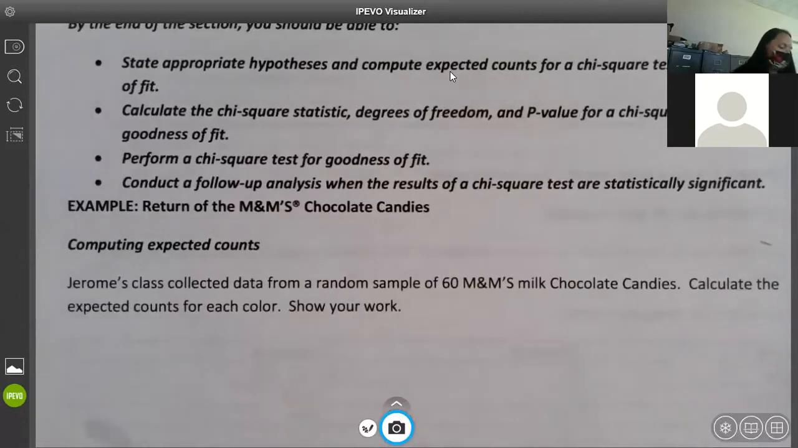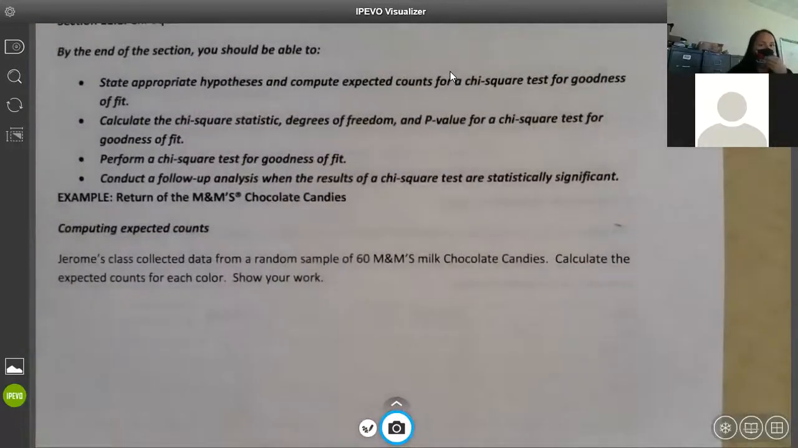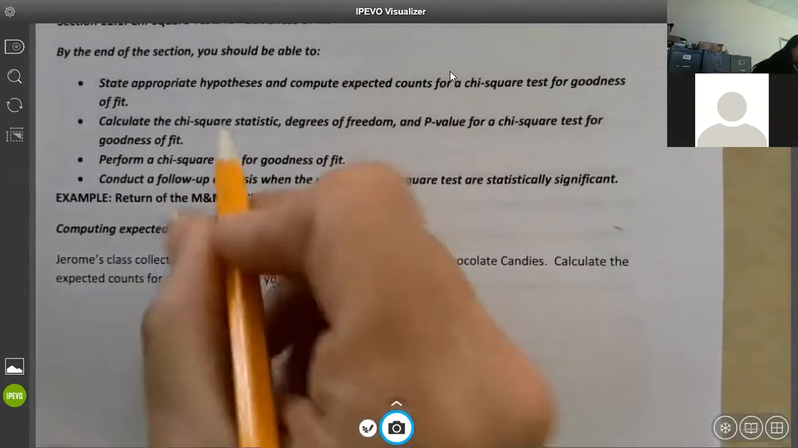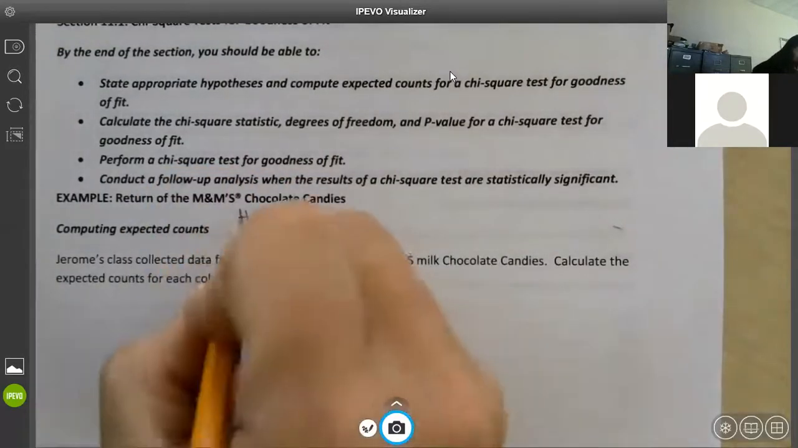So, computing expected counts. Jerome's class collected data from a random sample of 60 M&Ms. So they were looking at M&Ms packages and talking about the expected counts for each color. So 60 M&Ms, milk chocolate candies, calculate the expected counts for each color. So here's your hypothesis.